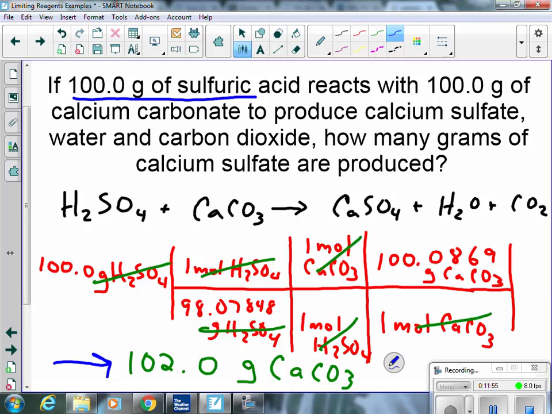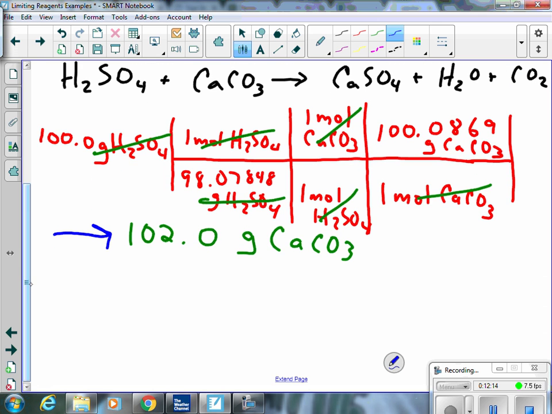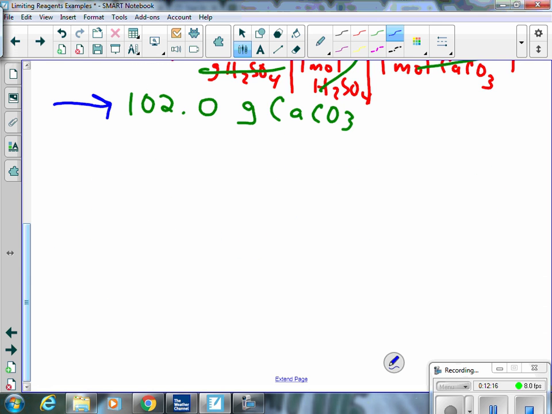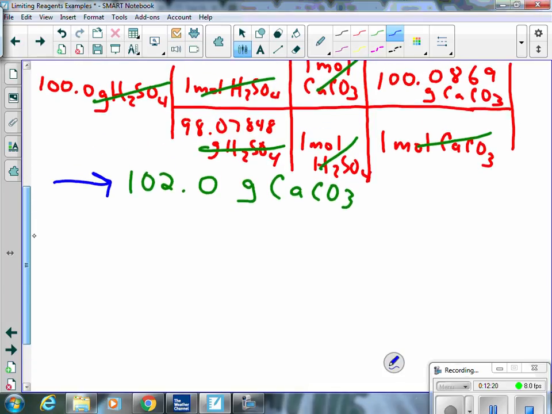Okay? Because the original question was, how many grams of calcium sulfate are produced? In order to do that, I have to find what limits the reaction. And we all agreed, right? What limits this reaction? Calcium carbonate. So, now, what I'm going to do is I'm going to take calcium carbonate. Now, key point.